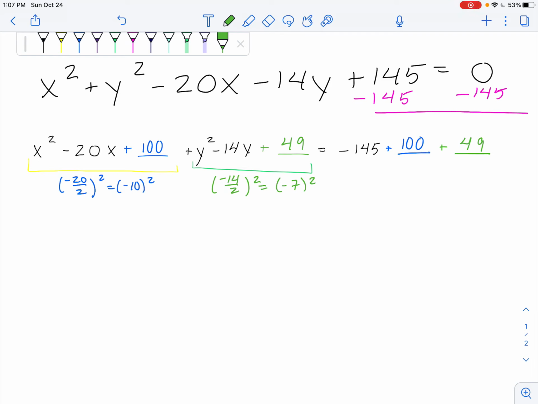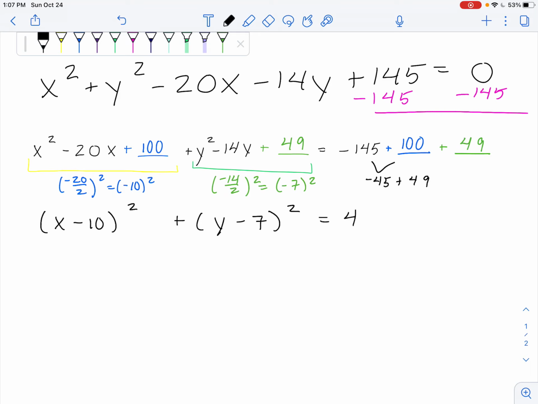Okay, so my x's, right, this is going to turn into x minus 10 all squared. And this is going to turn into y minus 7 all squared. And so then if I add this all up, that's going to be negative 145 plus 100 plus 49. Okay, I get 4. So this is my equation right here.